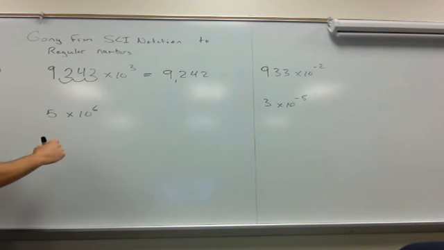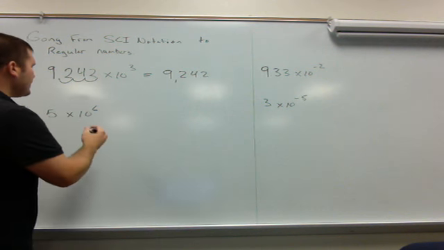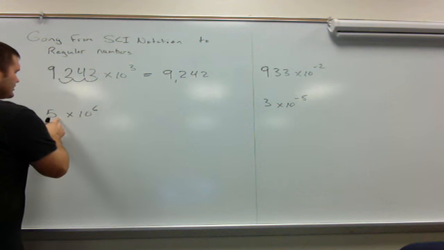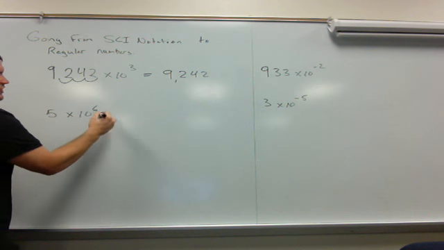And the same is true with 5 times 10 to the sixth, right? In order to write this in scientific notation, I had a decimal point that I moved 6 spaces to the left to get to here. So now to go backwards, I move it 6 spaces to the right.